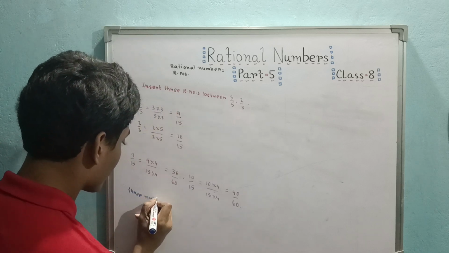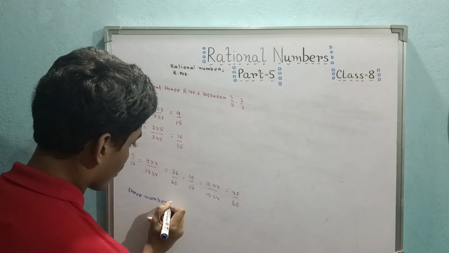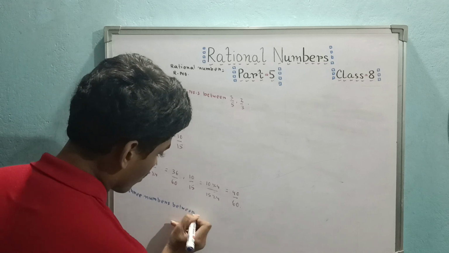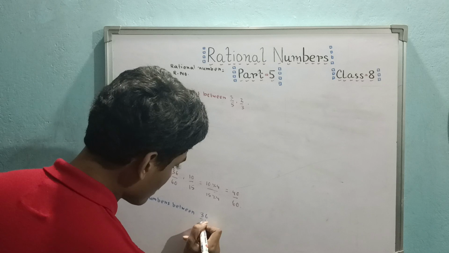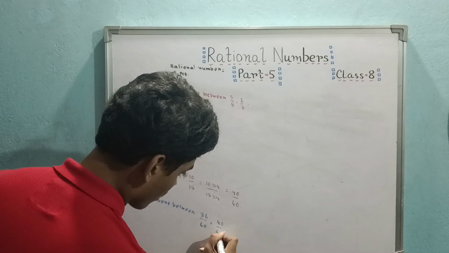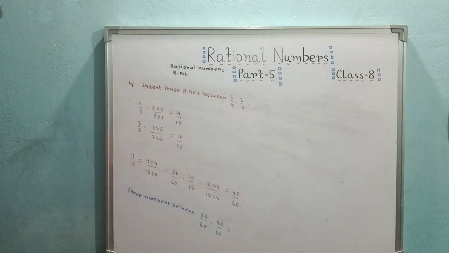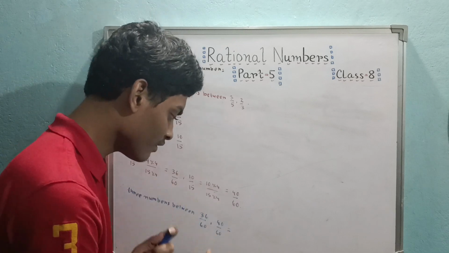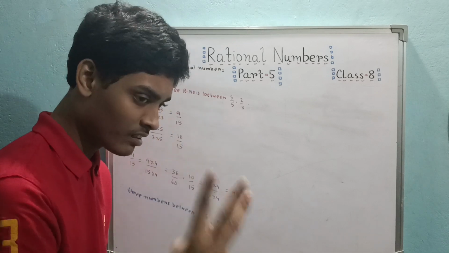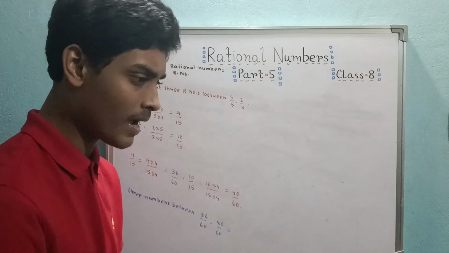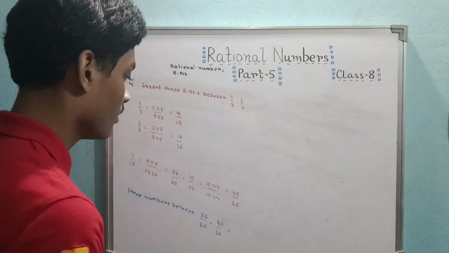For three numbers, now see this, the magic. Three numbers between 36 by 60, 40 by 60 equal to. Now see, denominators are same. Now you tell me how many numbers are there between 36 and 40. 37, 38, 39. Three numbers, that is 37 by 60, 38 by 60, 39 by 60. Yes.